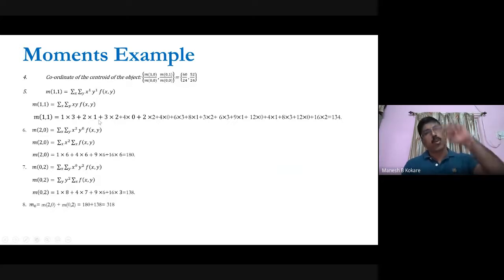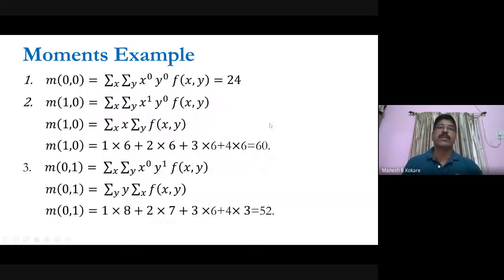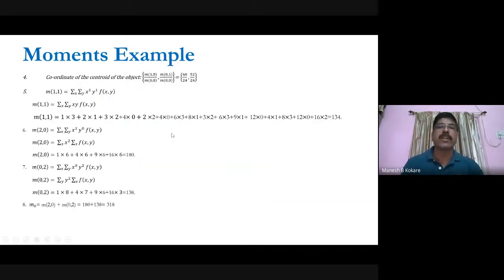Now x is equal to 1, y is equal to 3, so it will be 3. And at that time, what is the value of f of xy? Go back here. This value is 2, where x is equal to 1 and y is equal to 3. So 1 multiplied by 3 multiplied by 2, that is equal to 3 multiplied by 2, right? And then when x is equal to 1 and y is equal to 4, 1 into 4 multiplied by 0, that will be equal to 0, right? I hope I have written here 4 multiplied by 0. So this is for the first row. Similarly, you have to continue for the second row, third row, and fourth row.